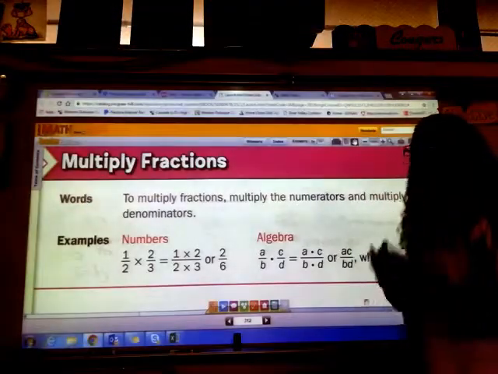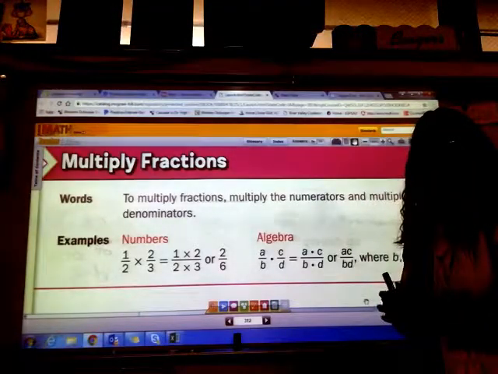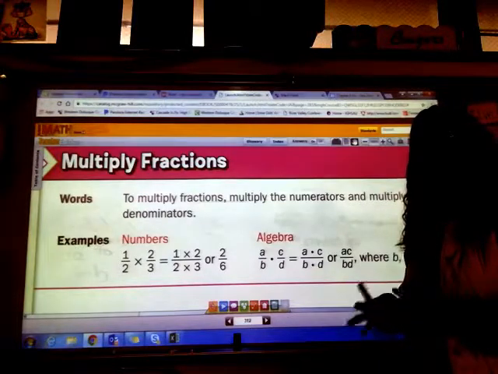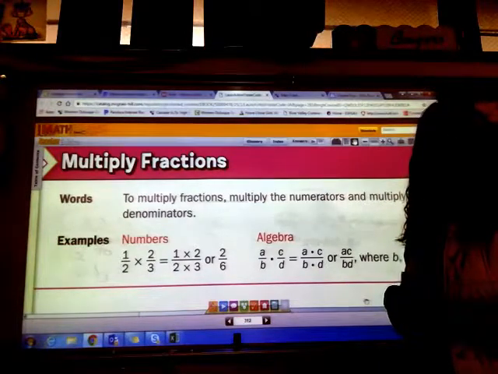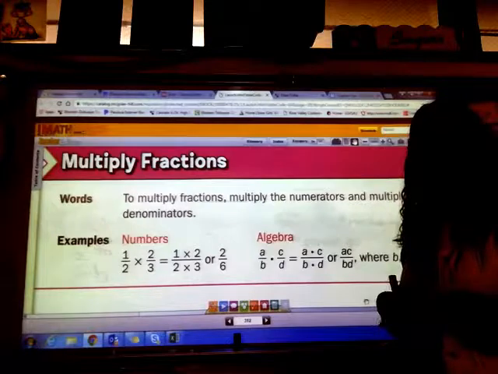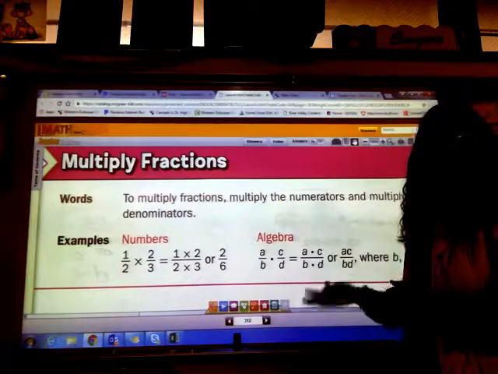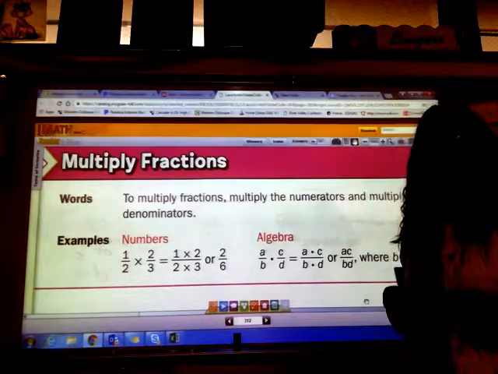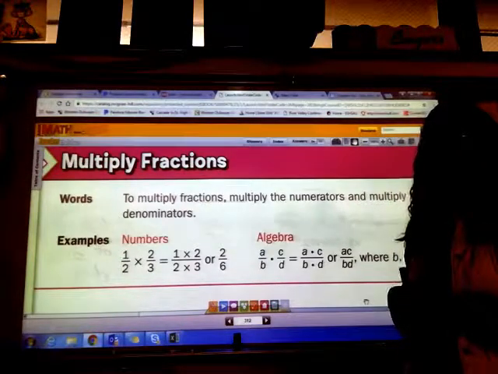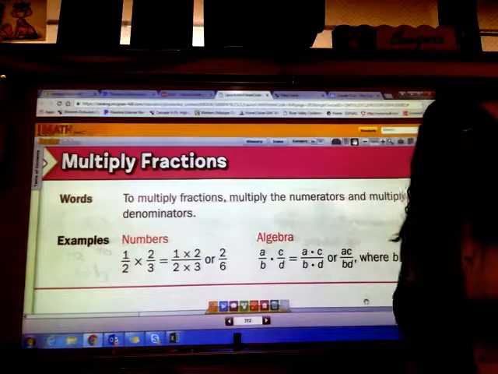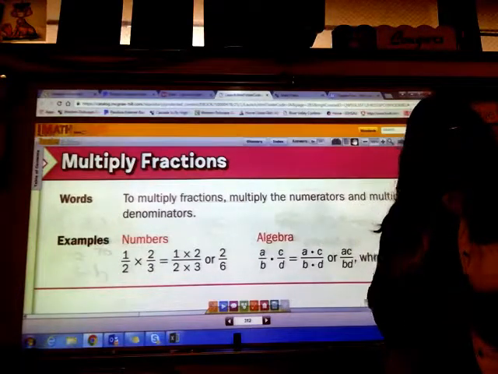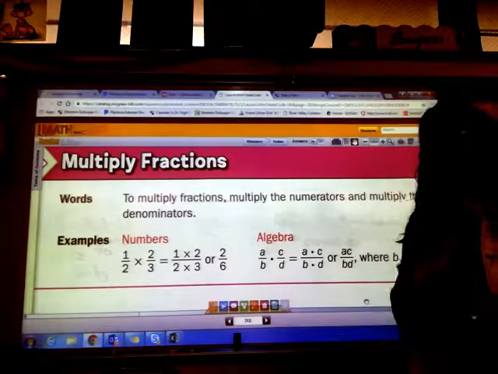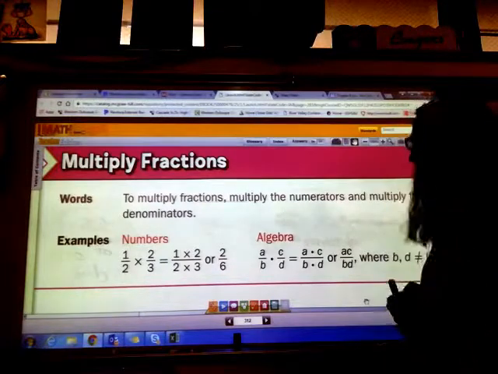Okay. As you know, prior to today, we have been working a lot with adding and subtracting fractions with both like denominators and unlike denominators. So today we're going to be moving on to the multiplication of fractions. Hopefully you guys will find that multiplying fractions is much easier than adding and subtracting them. One of the reasons why the multiplication of fractions is much easier is the simple fact that we do not need to find a common denominator.